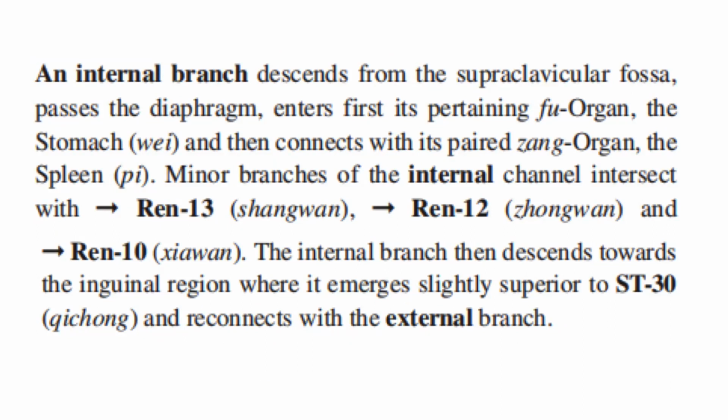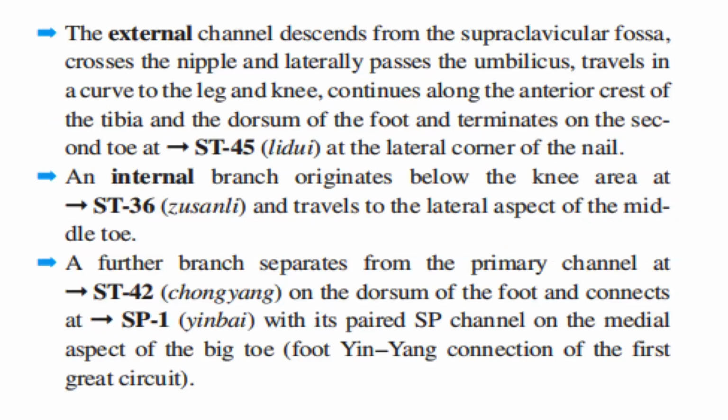the external branch. The external channel descends from the supraclavicular fossa, crosses the nipple, and laterally passes the umbilicus, travels in a curve to the leg and knee, continues along the anterior crest of the tibia and dorsum of the foot, and terminates on the second toe at Stomach 45 at the lateral corner of the nail.